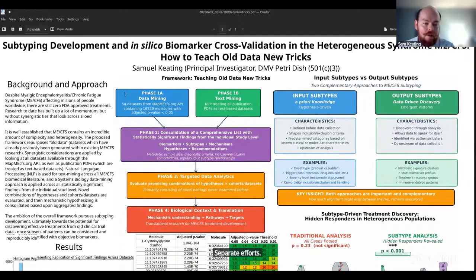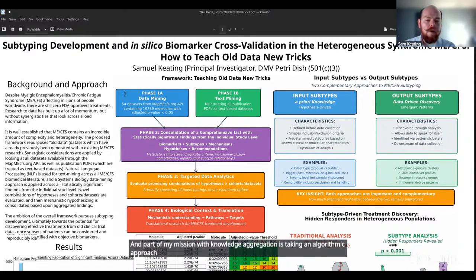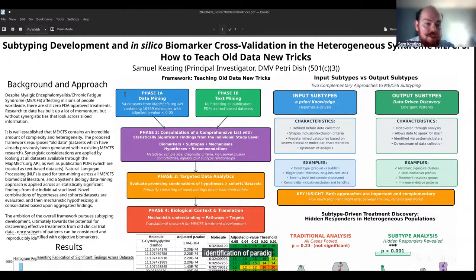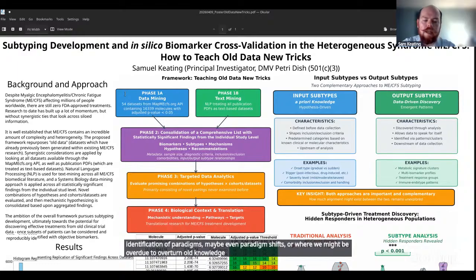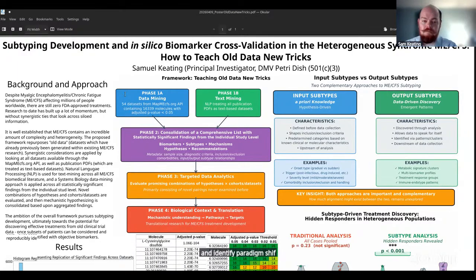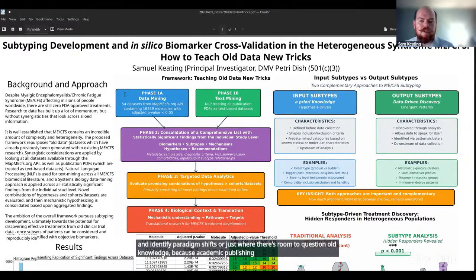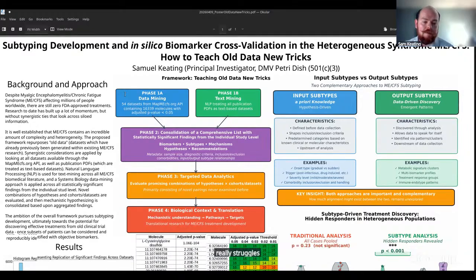A lot gets siloed, a lot gets just stuck in one incentive paradigm. And part of my mission with knowledge aggregation is taking an algorithmic approach to identifying and maybe automating identification of paradigms, maybe even paradigm shifts, or where we might be overdue to overturn old knowledge, or just where there's room to question old knowledge. Because academic publishing, like I've spoken to in my past conference talk series on horizontal momentum, really struggles to accept any old knowledge being questioned.